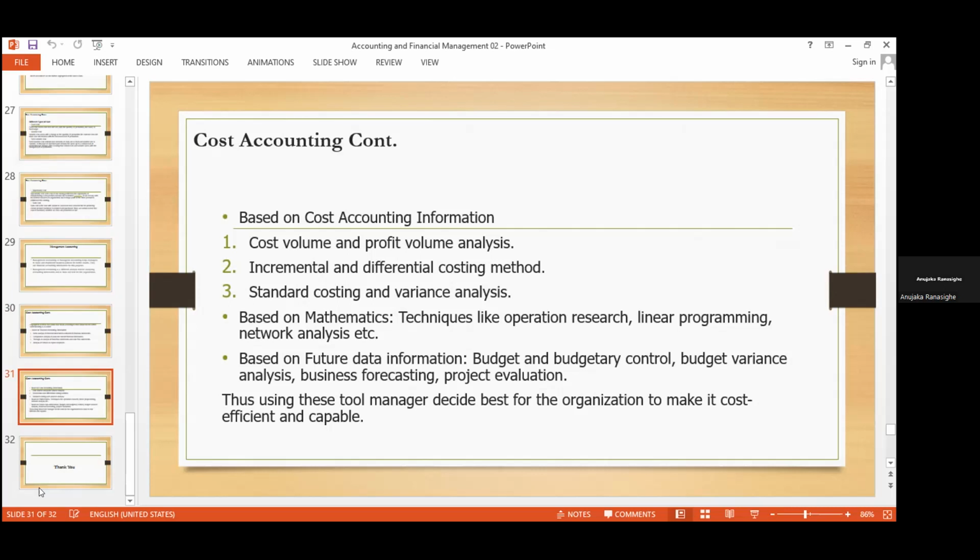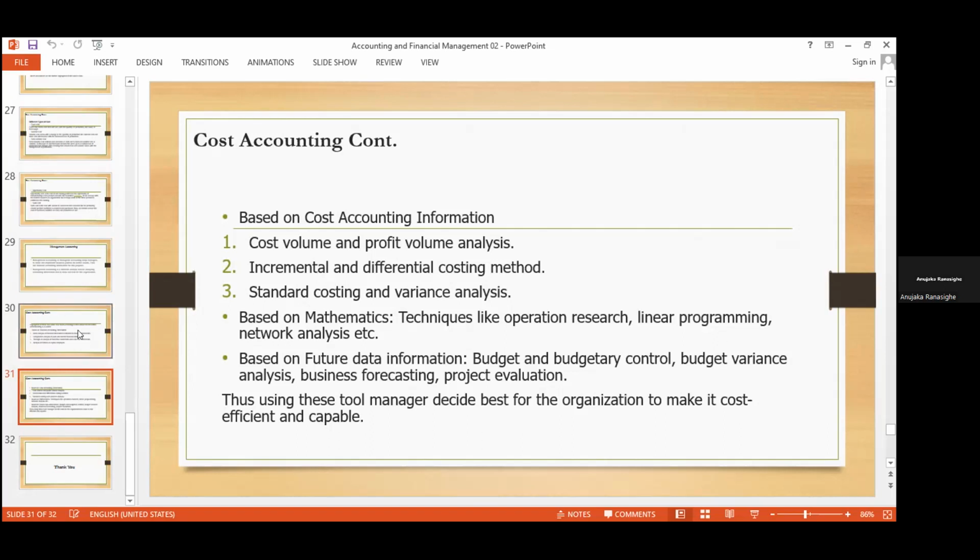Another is based on future data information. Budgeting compared with actuals, budget variance analysis, business forecasting and project evaluations are used for this analysis. With these tools, managers decide what is best for the organization to make it cost efficient and capable. This is cost accounting.